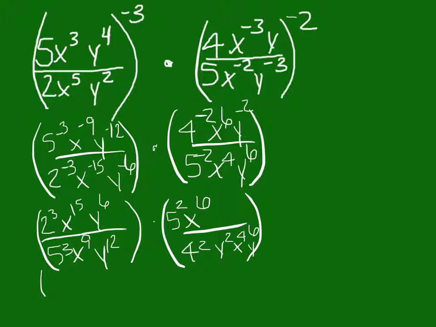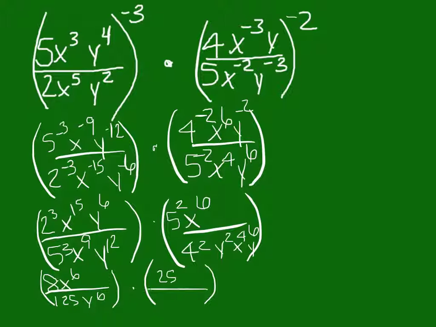Now we continue to simplify. So we have 8. And there are 15 x's on top and 9 x's on the bottom, so that means there's 6 more x's on top than there are on the bottom. And our y's, there are 12 on bottom and 6 on top, so that means there are 6 more on the bottom, so those stay on the bottom, and 5 cubed is 125. Times 5 squared is 25.